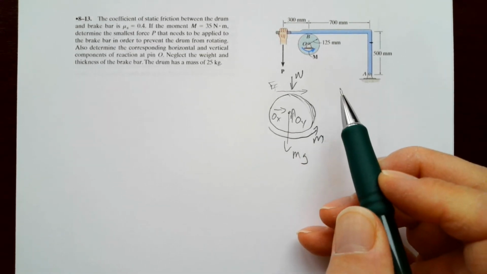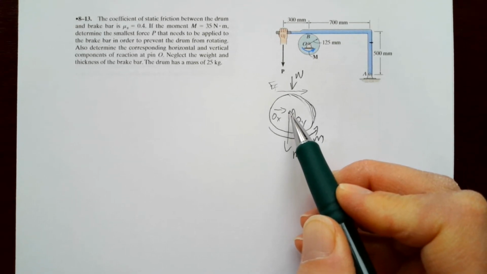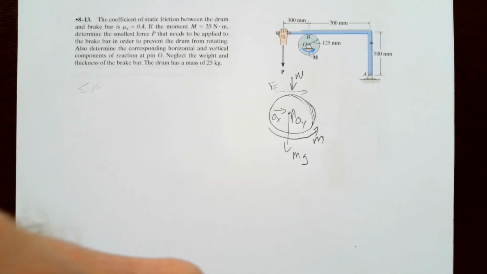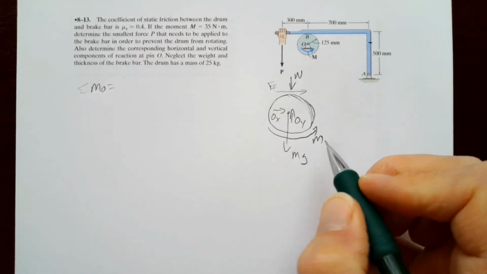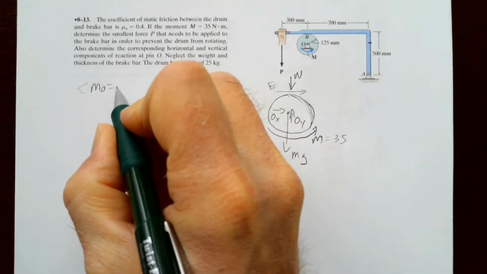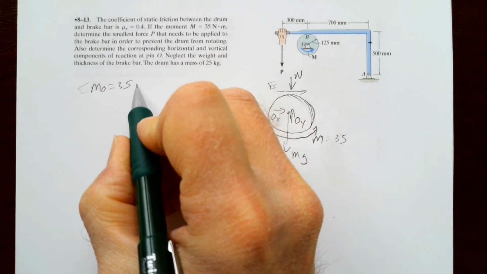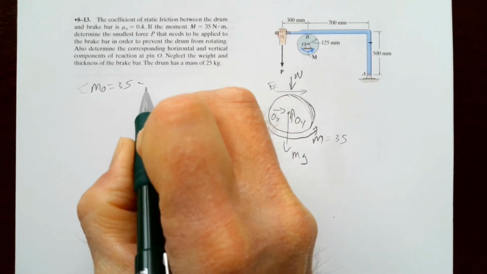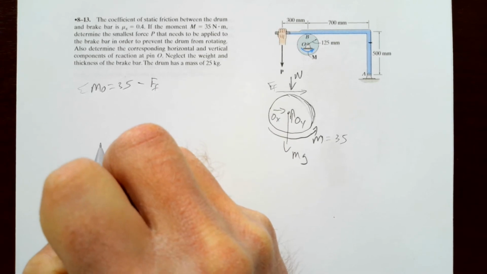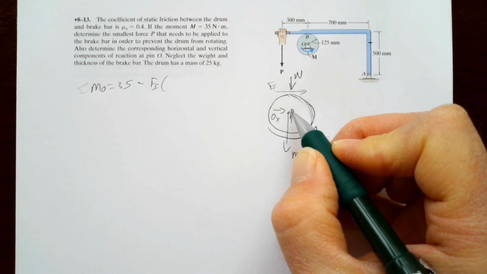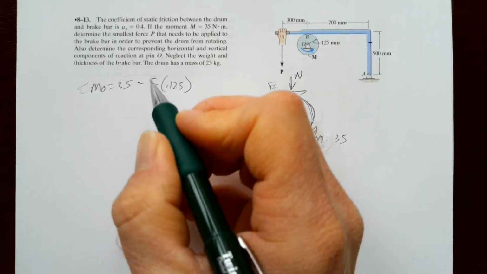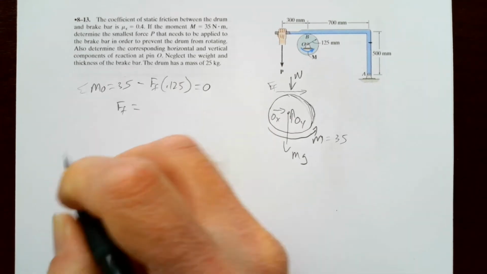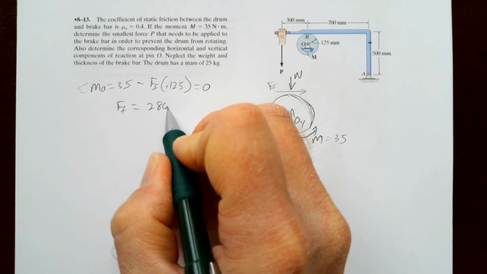So we can start by summing the moments about O, because if it's not rotating, the sum of the moments about O has to be 0. We have the moment, which is 35, and we have friction going clockwise, so it's negative: force of friction times the radius, which is 0.125. That equals 0. So the force of friction equals 35 divided by 0.125, which is 280.